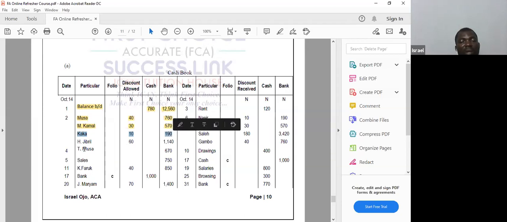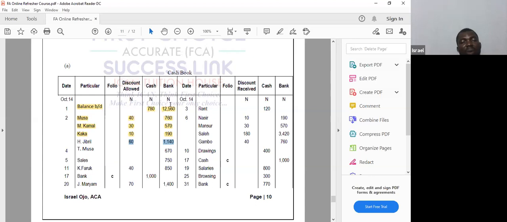Then after that, we have Jibrin, that will give us 2,000. They will put an asset of it for 2,000. But it's giving us a 5% discount, and it has been said that it's going to be allowable. 5% of 1,200 is 60. So that's why we have a 60 here, and we have the bank here.